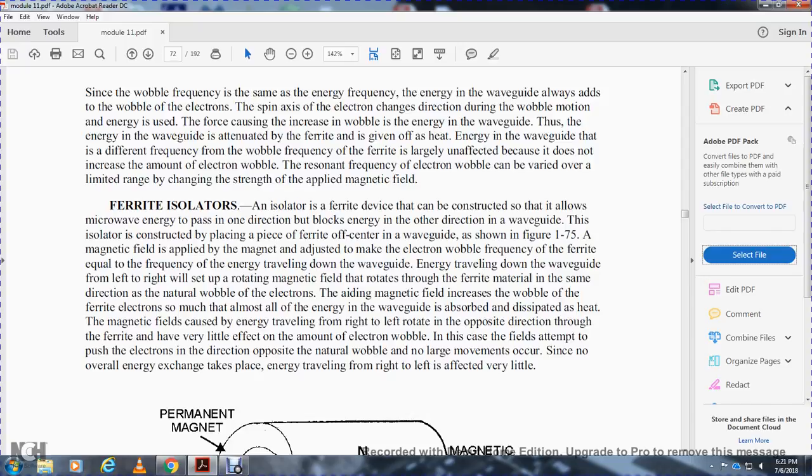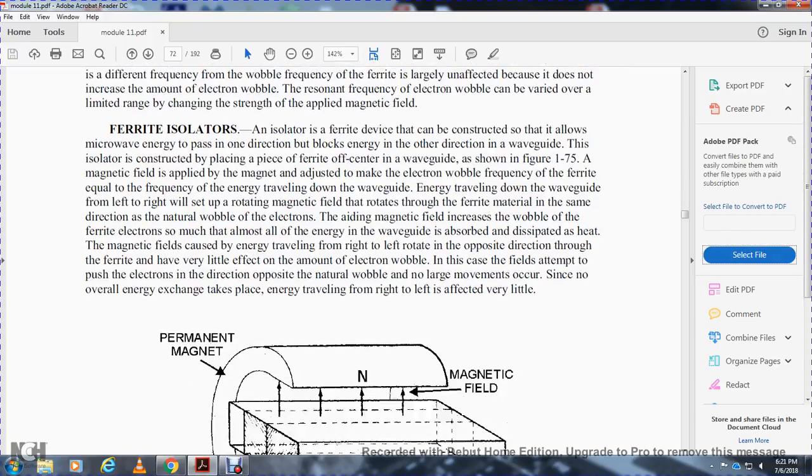The magnetic field caused by the energy traveling from right to left rotates in the opposite direction through the ferrite, having very little effect on the amount of the electron wobble. In this case, the field attempts to push the electron in the direction opposite of the natural wobble, with no larger movement occurring. Since there is no overall energy exchange, the energy loss for travel from right to left is expected to be very little.